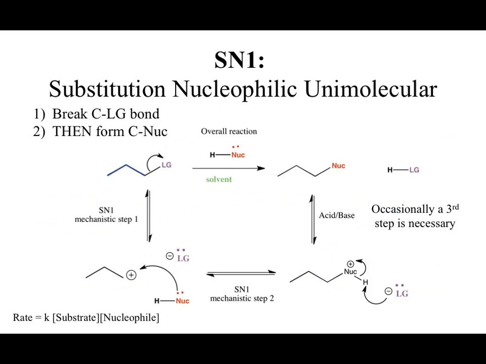Summarize the two things that had to happen. We have to break the leaving group bond first, and then we have to form our carbon nuc bond. I'm trying to make this reaction as generic as possible. Sometimes it takes a little bit fewer steps. So to start it off, we need to break that carbon leaving group bond.